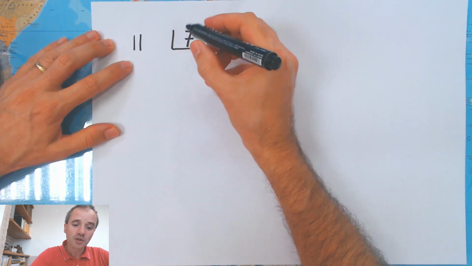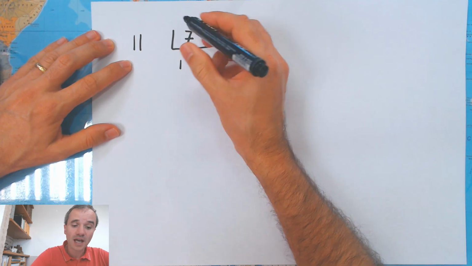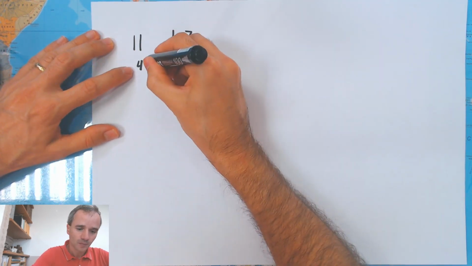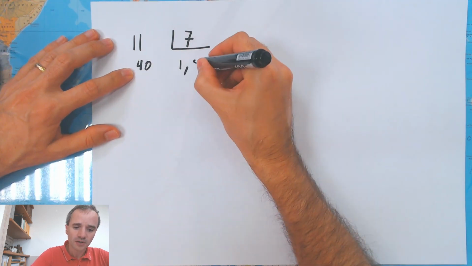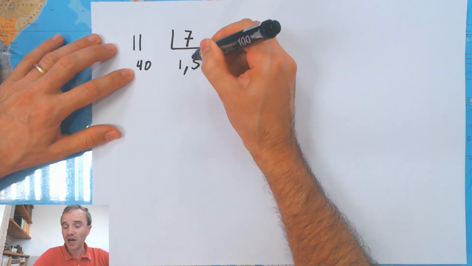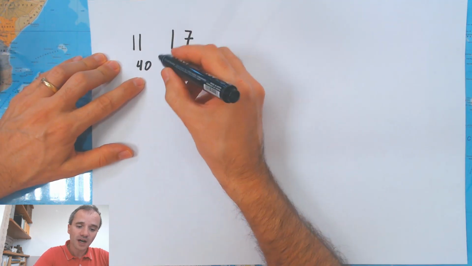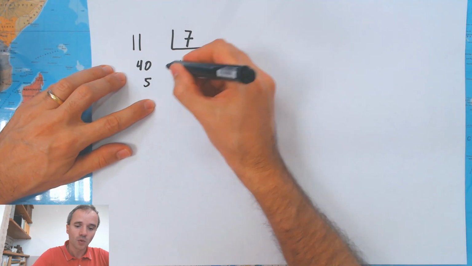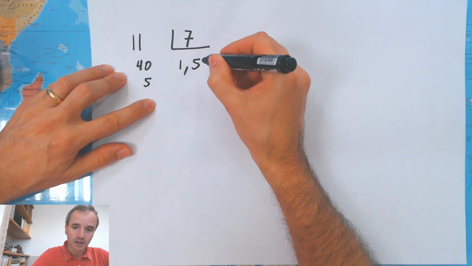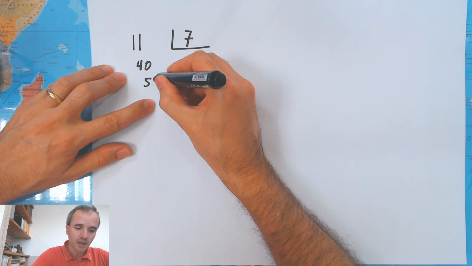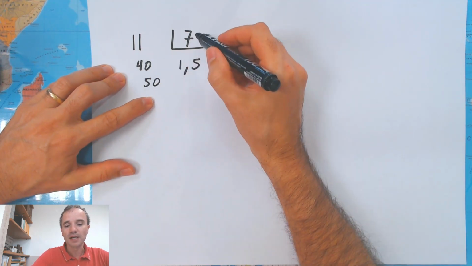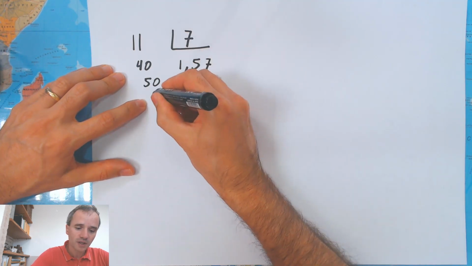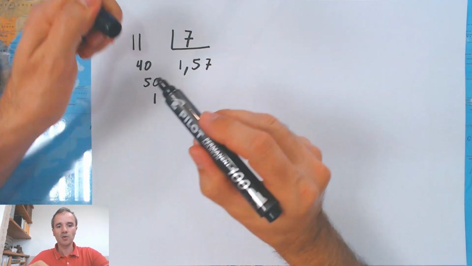Well, 11 to 7 is 1. 1 times 7, 7 to 11 is 4. Good. Now again, 0. 40 to 7 is 5. Why? Because 7 times 5 is 35. 35 to 40 is 5. Let's go ahead. Another one. Let's go to the hundredths, to the second decimal place. Another one. 50 to 7. 7 times 7 is 49 to 50 is 1. Interesting. Now let's just see this one.